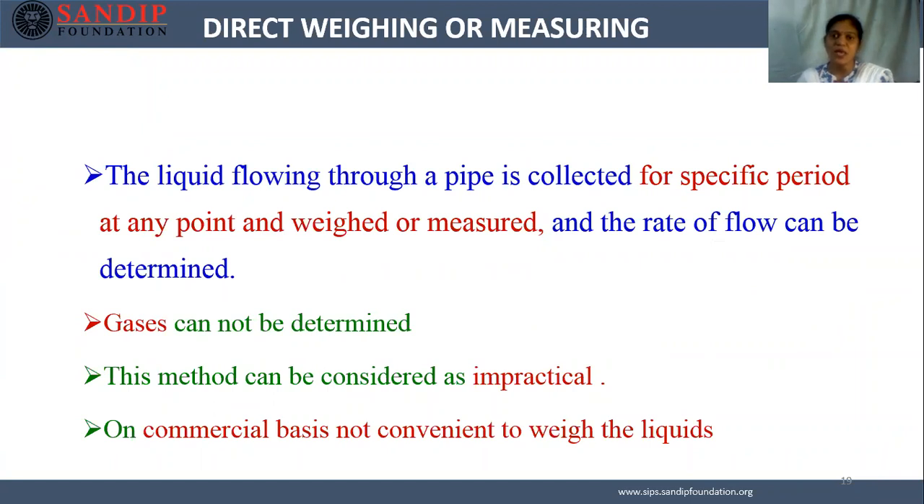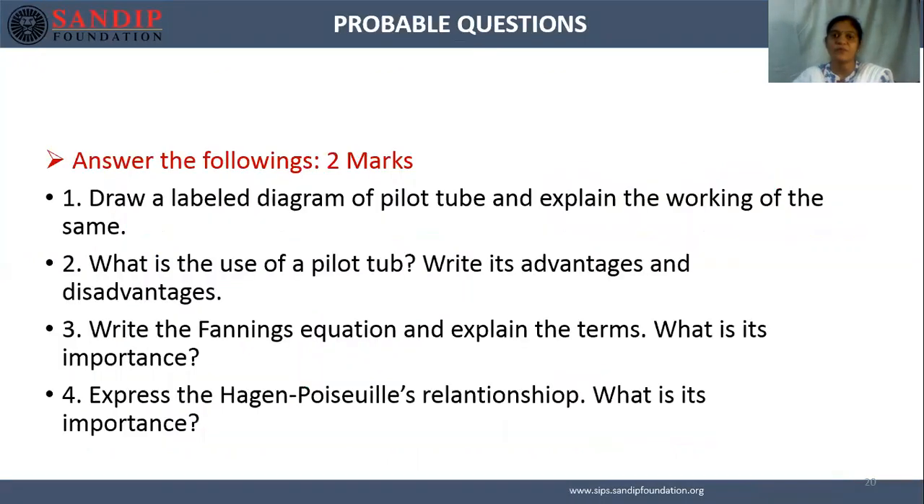Then the next type, direct weighing or measuring. Whenever any type of fluid is flowing through the pipe, it is collected for a specific period at any point, then weighed and measured, and the rate of flow can be determined. Gases cannot be determined with the help of this direct weighing or measuring method. So this method is generally considered impractical. On a commercial basis, it is not convenient to weigh the liquid.